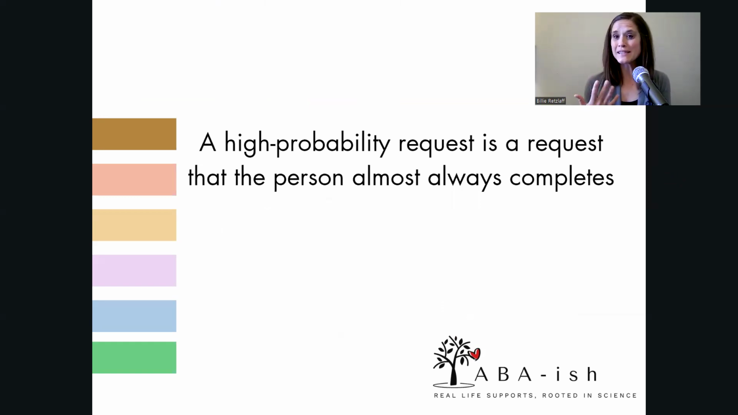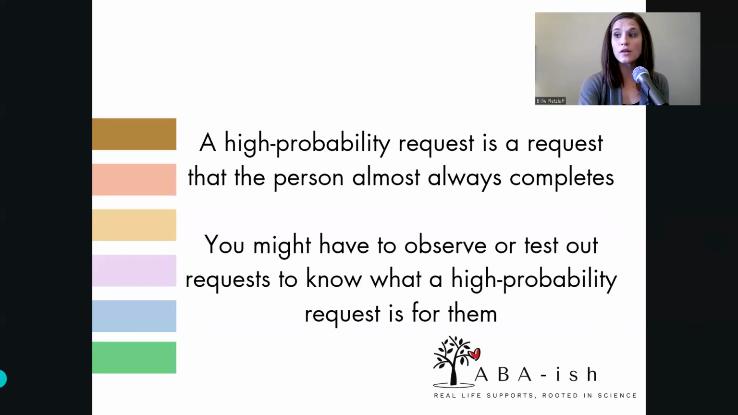So, it's something that somebody does really readily. It's a request that's easy for them to complete and one that, whenever you present it, they have a really good chance that they're going to follow that request that you have placed on them. Now, something that's really important to note is that you actually have to sometimes observe or even test out requests to know what is a high probability request, because this is going to be something that is really individual specific.